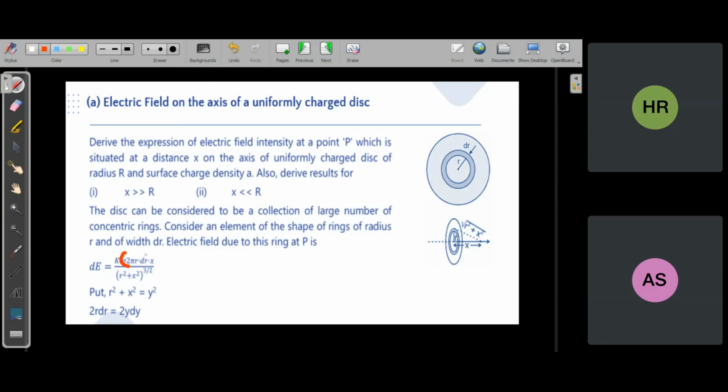where this is nothing but Q, the charge on the ring, which is surface charge density times the area of the ring, dq. K dq x by (r square plus x square) whole to the power 3 by 2. Here a small r is variable, x is fixed.